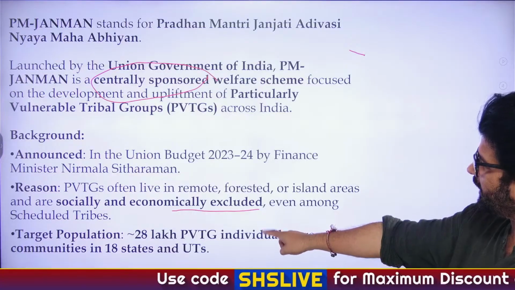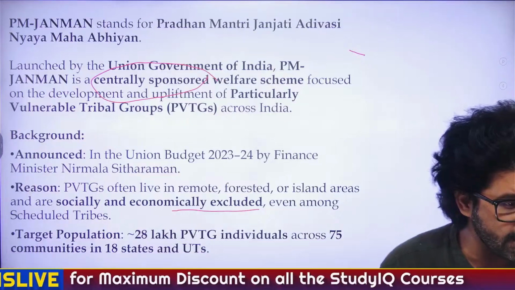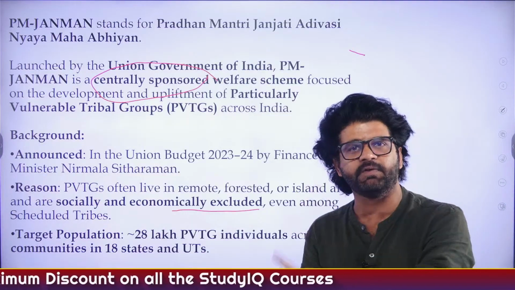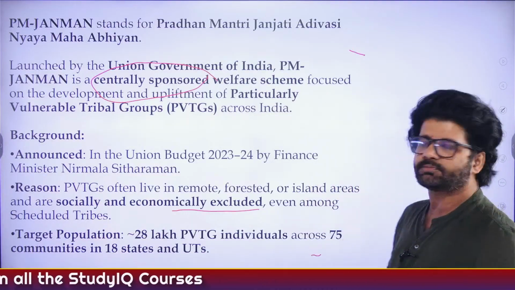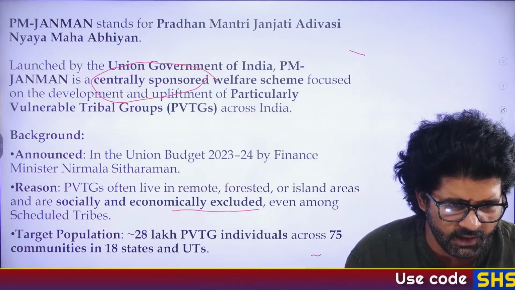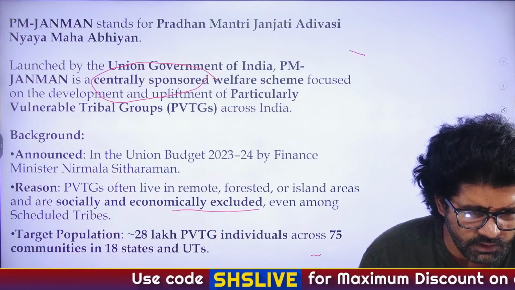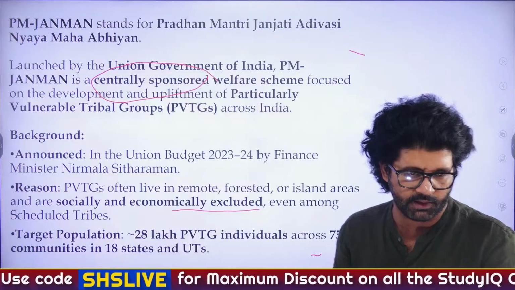Target population 28 lakh PVTGs across 75 communities in 18 states and UTs. As Anandu stated, we have 75 PVTGs. This is a PYQ which has been asked by UPSC earlier. Odisha has the highest number of PVTGs. Very good. Union list. 100% contribution from the central sector, 100% funded by the center. Very good, yeah. Good initiative.